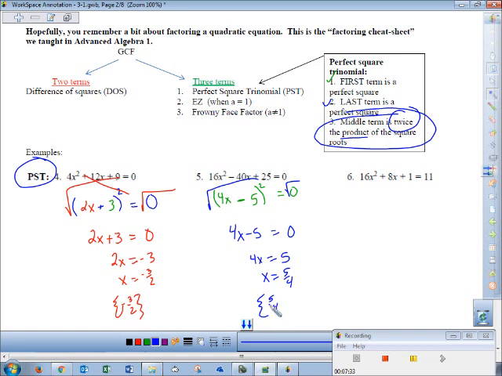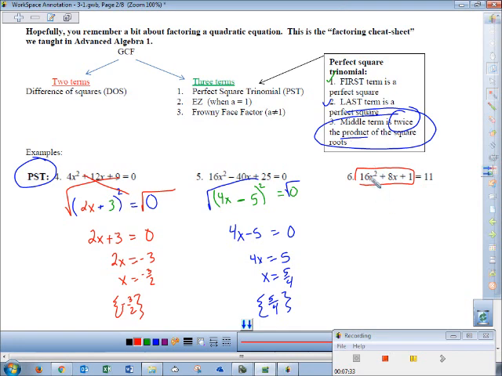5 fourths. Wow. And now check this one out. This is the rare case that we did very, very little of back in the day. Notice this one isn't equal to 0. Well, it doesn't have to be equal to 0 if the left side is a perfect square trinomial. So instead of subtracting the 11 over to get this equal to 0, let's just check to see if this entire left side of the equation is a perfect square trinomial.